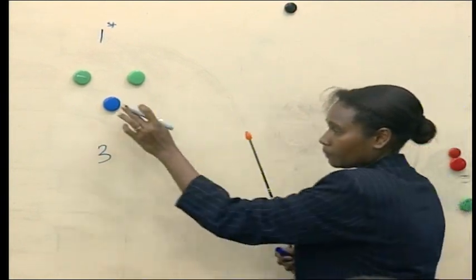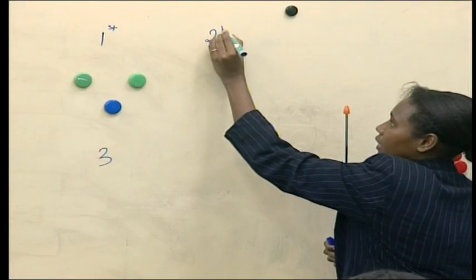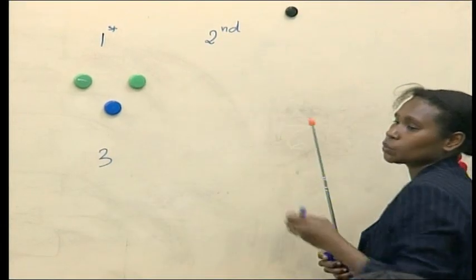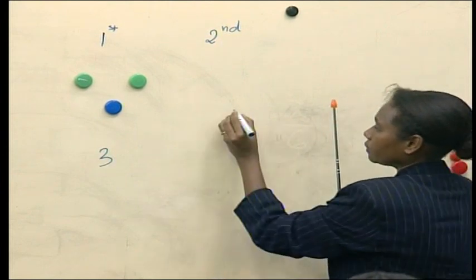So you have number of dots equals number of pattern times 2 plus 1, which is 3. And it will increase depending on the pattern number that you are asked. So for example, for the second pattern, how many dots will I have here? 5.